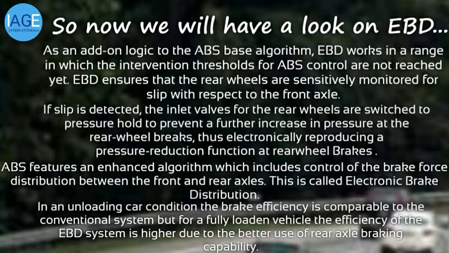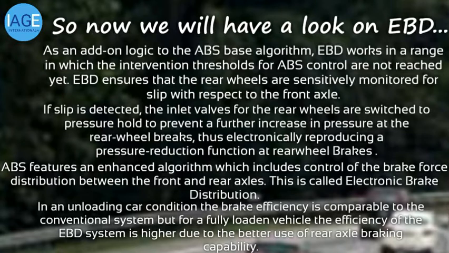As an add-on logic to the ABS-based algorithm, EBD works in a range in which the intervention thresholds for ABS control are not reached yet. EBD ensures that the rear wheels are sensitively monitored for slip rate with respect to the front axle. If slip is detected, the inlet valves for the rear wheels are switched to pressure hold to prevent a further increase in pressure at the rear wheel brakes, thus electronically producing a pressure reduction function at the rear wheel brakes.